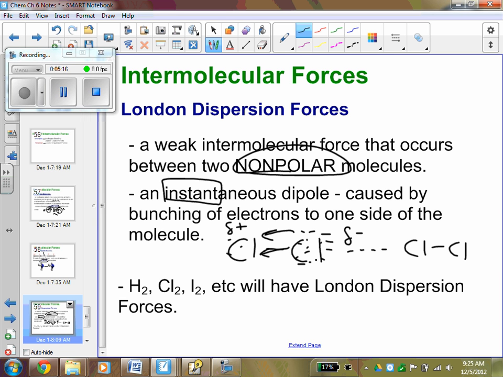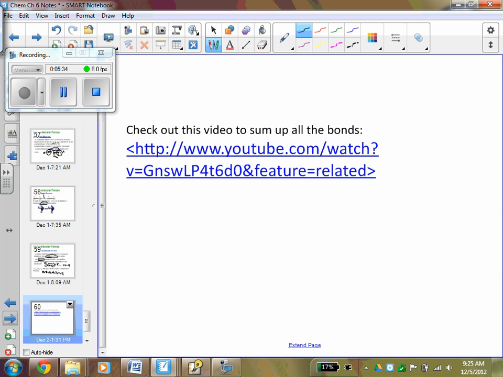So we see this in H2, Br2, O2, N2, Cl2, I2, and F2. Okay, London dispersion forces, especially in those. Make sure you know all of those. Okay? Let's see, is there anything else?